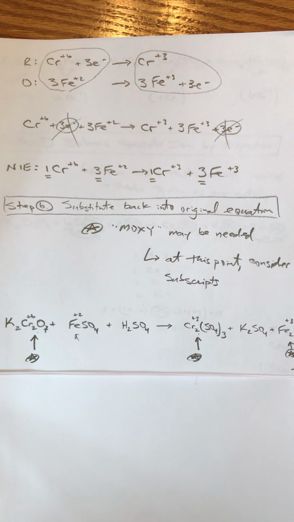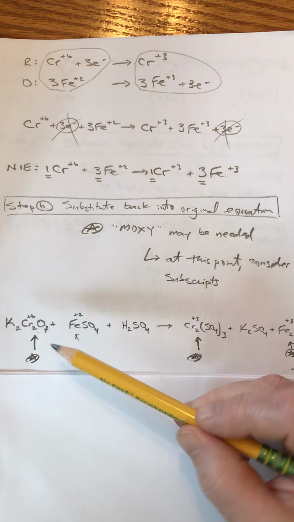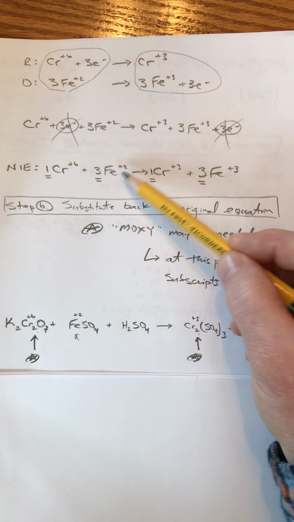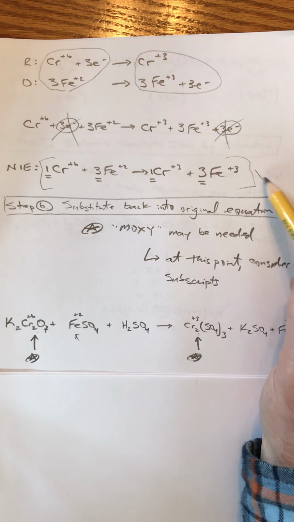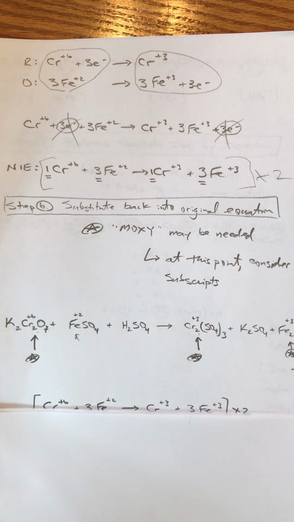So the easiest thing I can think is, well, I'm going to need at least 2 chromiums, so I'm going to double everything in my net ionic equation. I'm going to take everything here and multiply by 2 and see what happens.